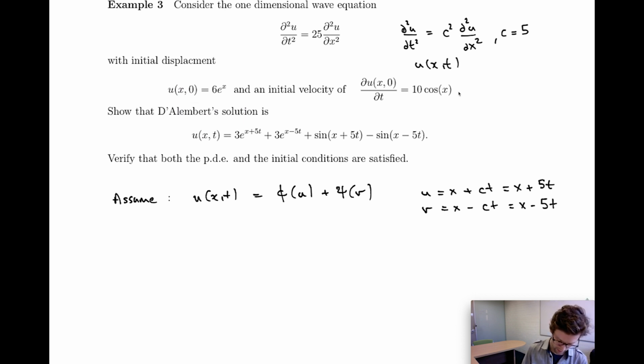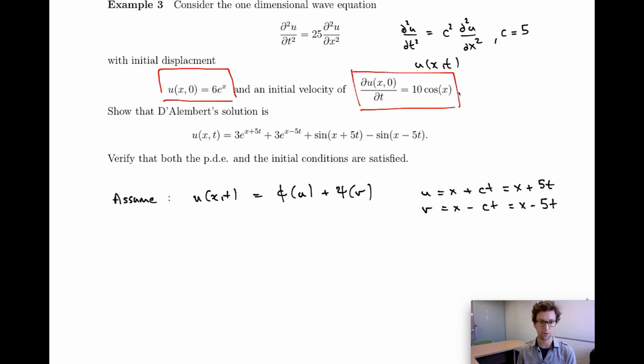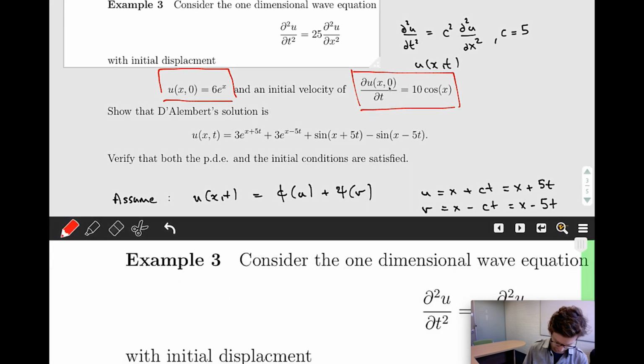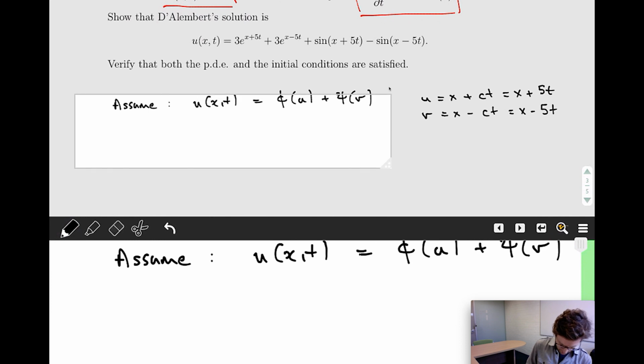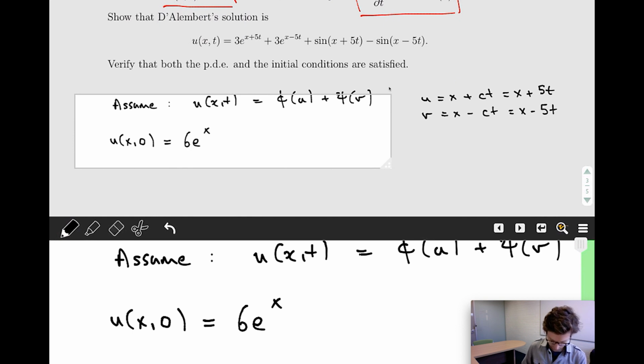So let's put a little box around the initial information. We're told that the initial displacement is this, and the initial velocity is this. In other words, I'm told what the value of u is when t is equal to 0, and I'm told what the partial derivative of u with respect to t is when t is equal to 0. So let's use this information. So I've got u of x when t is equal to 0 is 6e to the x.